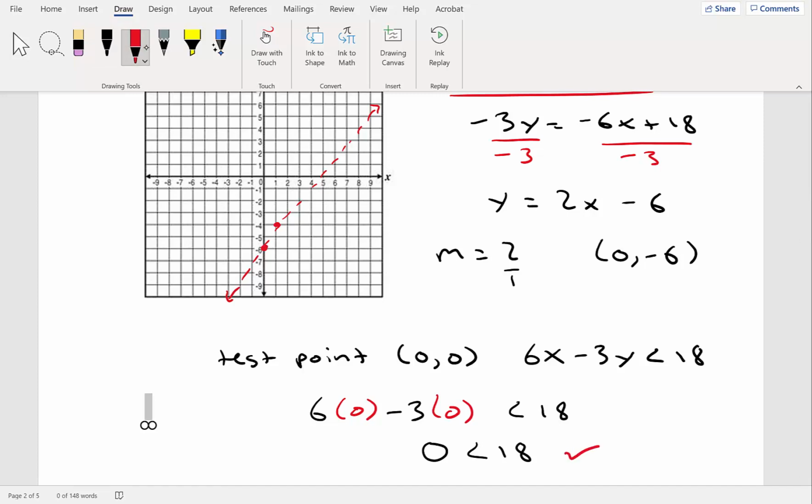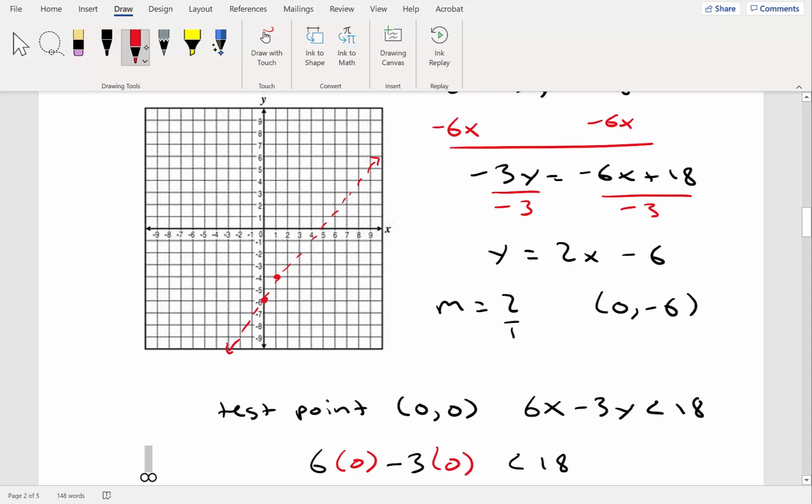Now, since it's a true statement, we have to shade in the same side as the test point. So my test point was right over here. Since it gave me a true statement, I'm going to shade in the same side as the test point. And now we have the solution. We have the graph of our inequality. Any point that's in the shaded region makes our inequality a true statement. These are all the solutions to that inequality. Now the dotted line that we used to connect the points, every point that's on that dotted line would not make that inequality a true statement. So that's why we have a dotted line when we connected them.